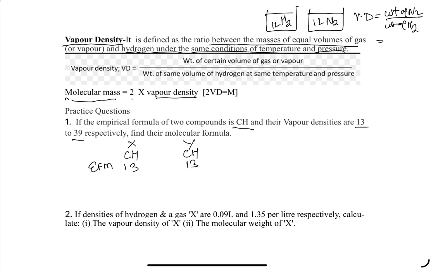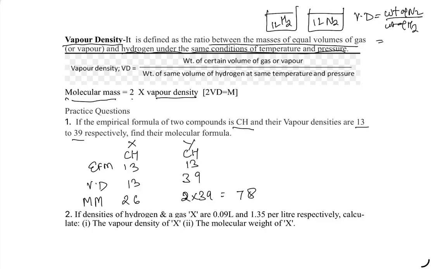Now what they have given is the vapor density. Let's assume that 13 is for X and 39 for Y. So with vapor density, we can calculate the molecular mass of both gases. 2 times 13 will be 26, and 2 times 39 will be, you can calculate, you can pause the video and solve it, 78.